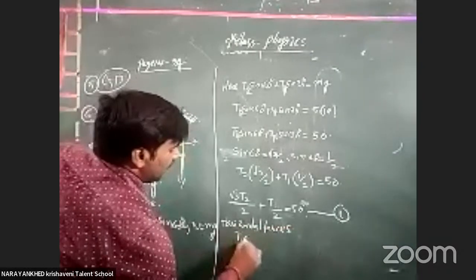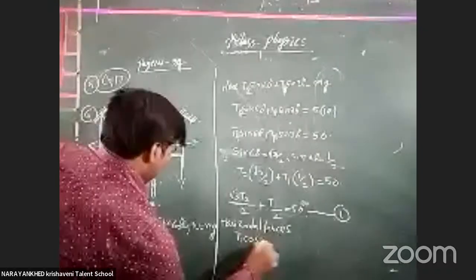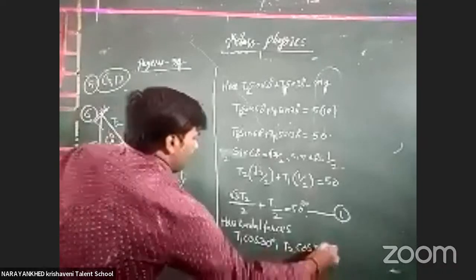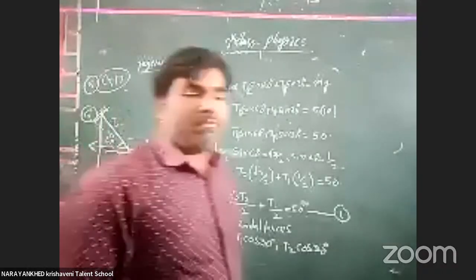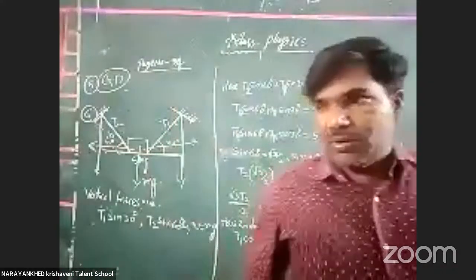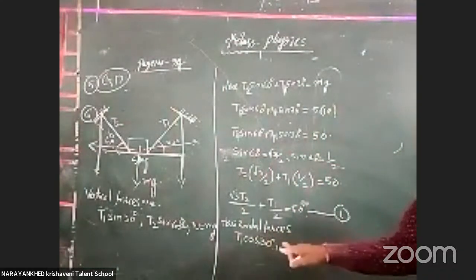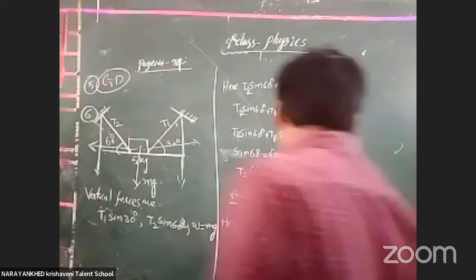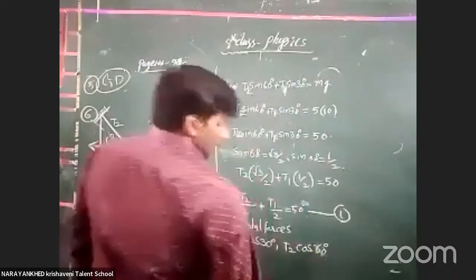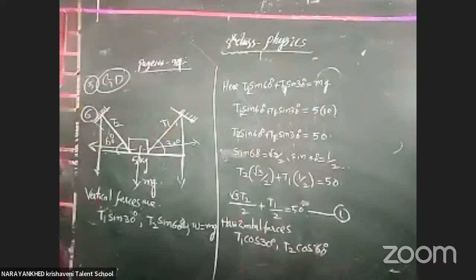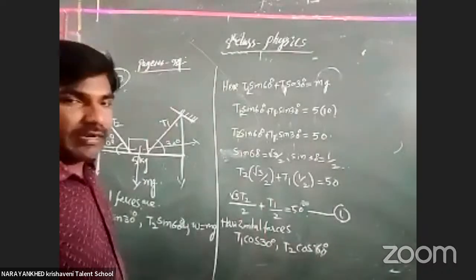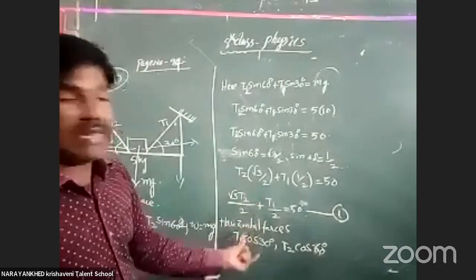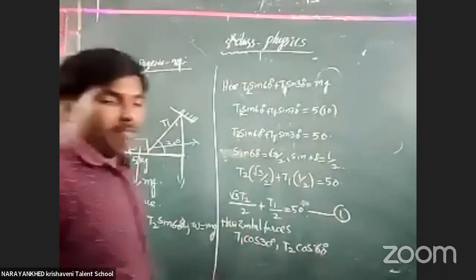One is T1 cos 30 and T2 cos 30 only. The total resultant gives us 0. Now, T1 cos 30 plus T2, sorry, cos 60 becomes 0, which we get from the resultant. Solve these two equations and you get the relation. Please note down up to here.